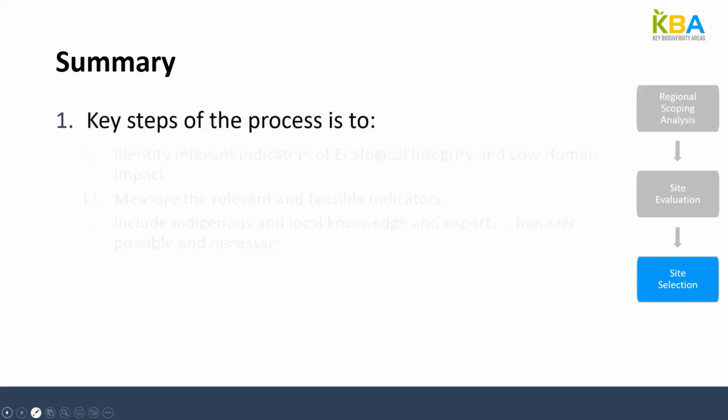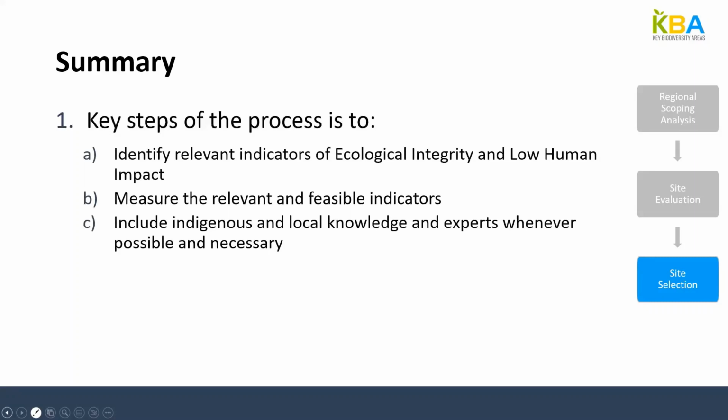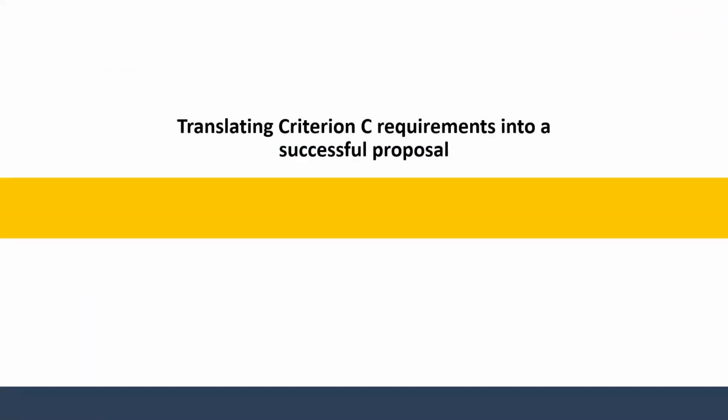So with that in mind, the 3 parts of the process that I would like to emphasize are identifying the relevant indicators, measuring those indicators, and involving Indigenous communities whenever possible and relevant. And that is basically it in terms of the process of identifying Criterion C KBAs. So in the next section, we will be going over how to propose Criterion C sites in the WDKBA.